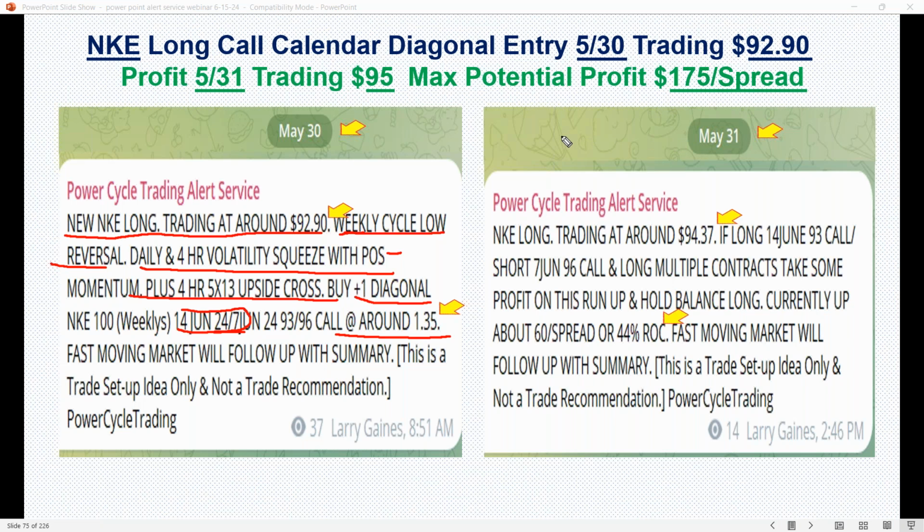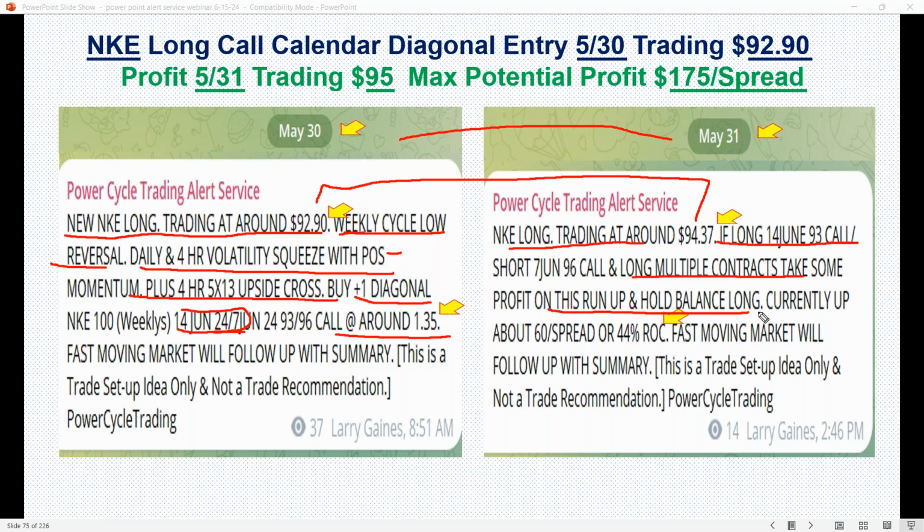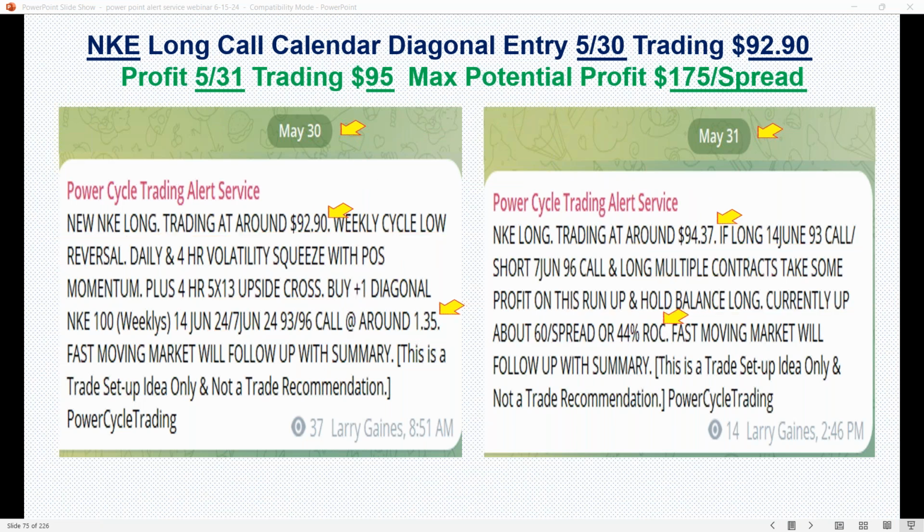And then here it was on the 31st, just the next day, Nike long, now trading 92.49 to 94.37. If long this spread with multiple contracts, take some profit, hold balance long. Currently up $60 per spread, or 44% return. All right, so that's kind of what you'll see on the alert service. Then you can do your own thing.